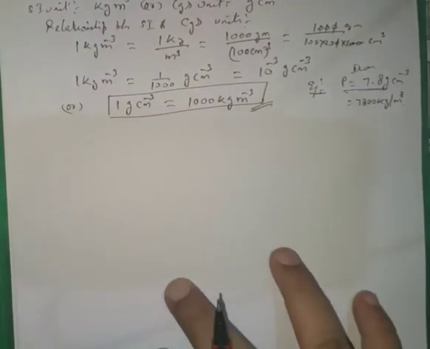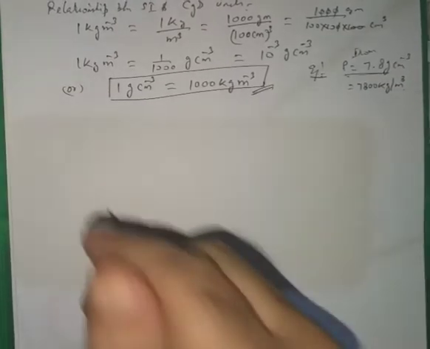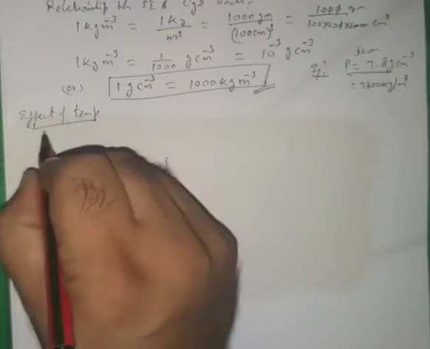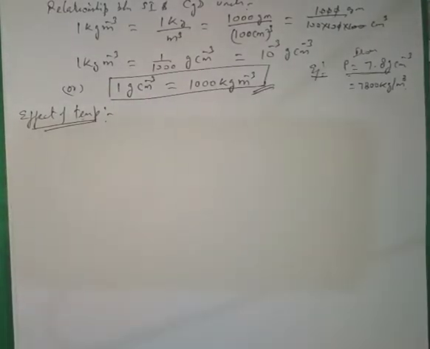Now next is the effect of temperature. Since we know that most substances expand on heating and contract on cooling, what we observe is for an equal amount their volume increases, meaning on heating the density of the material decreases, and it increases with the decrease in temperature.